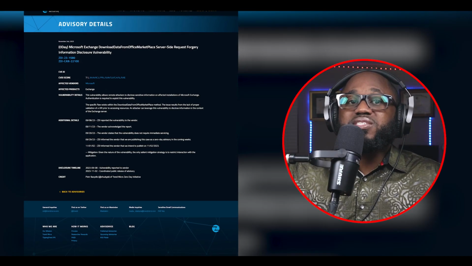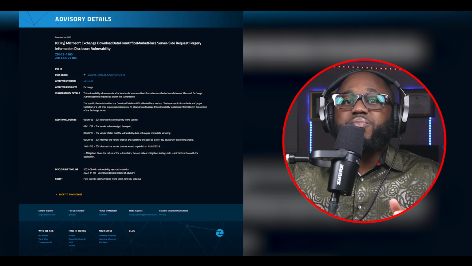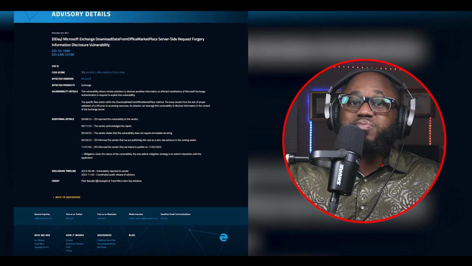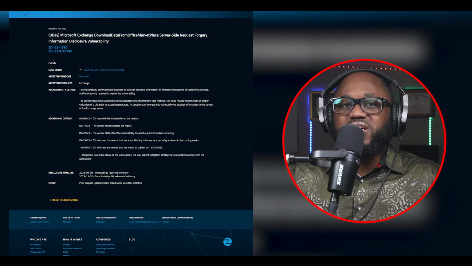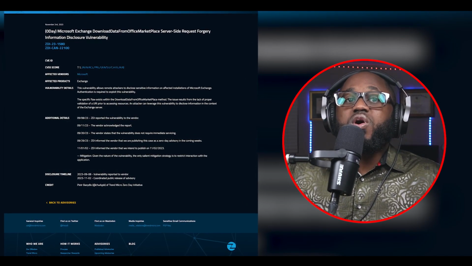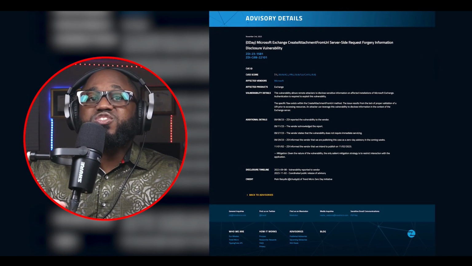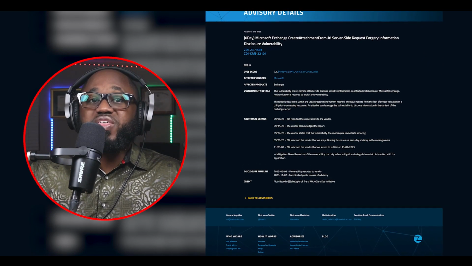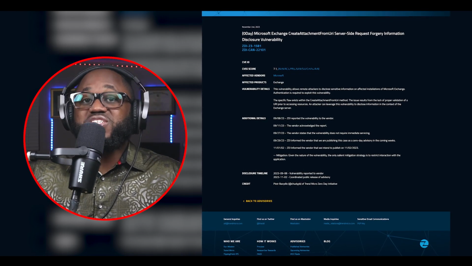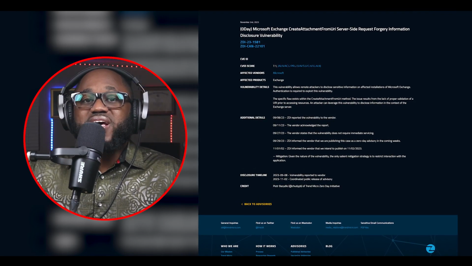Next, we have the ZDI-23-1580, a vulnerability in the DownloadDataFromOfficeMarketplace method that also stems from improper URI validation, potentially leading to unauthorized information disclosure. Next, we have the ZDI-23-1581, present in the CreateAttachmentFromUri method. This flaw resembles the previous bugs with inadequate URI validation, again risking sensitive data exposure.